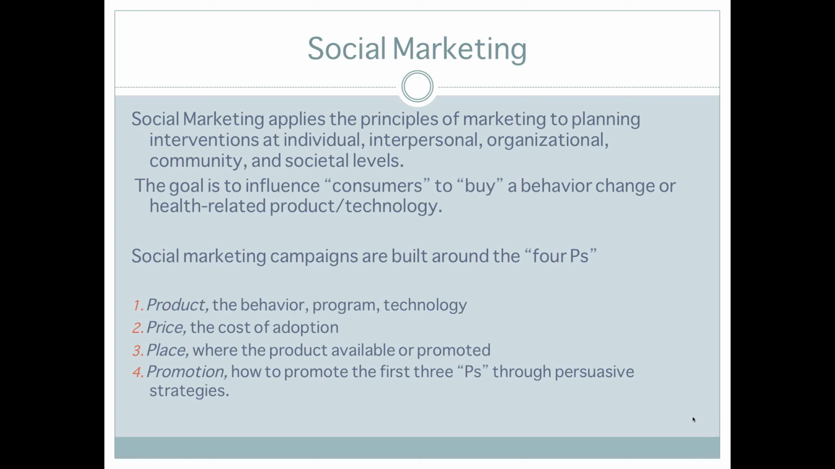And if you're interested in using this as a planning strategy, my suggestion would be to look at social marketing campaigns that have been successful for the particular health outcome that you're interested in, because there may be subtleties about how to develop the campaign that are related to particular health outcomes.